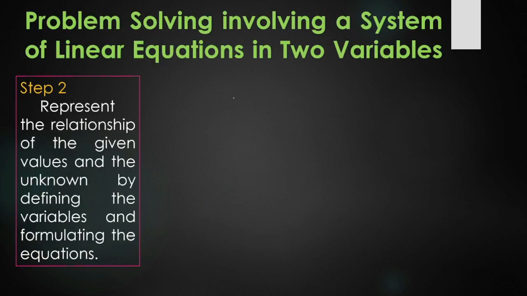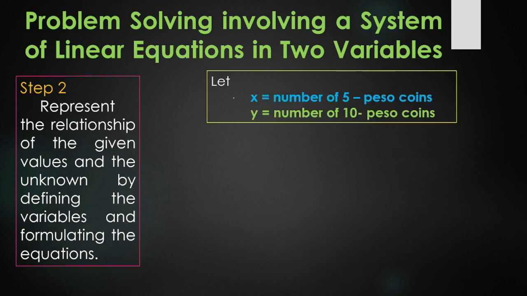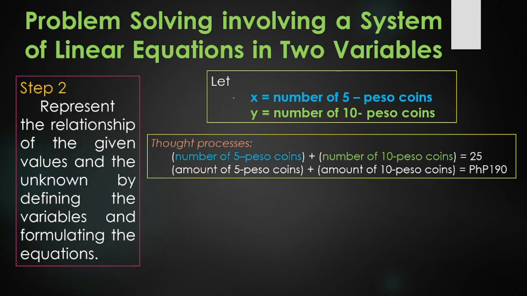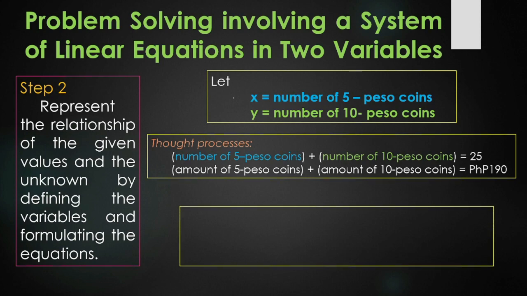Next, you are going to represent the relationship of the given values and the unknown by defining the variables and formulating the equations. Let us use x to represent the number of 5 peso coins and y to represent the number of 10 peso coins. Let us think of this. According to the problem, the number of 5 peso coins plus the number of 10 peso coins is equal to 25. And the amount of the 5 peso coins plus the amount of the 10 peso coins is equal to 190 pesos. So therefore, we can now formulate the equations for our system.